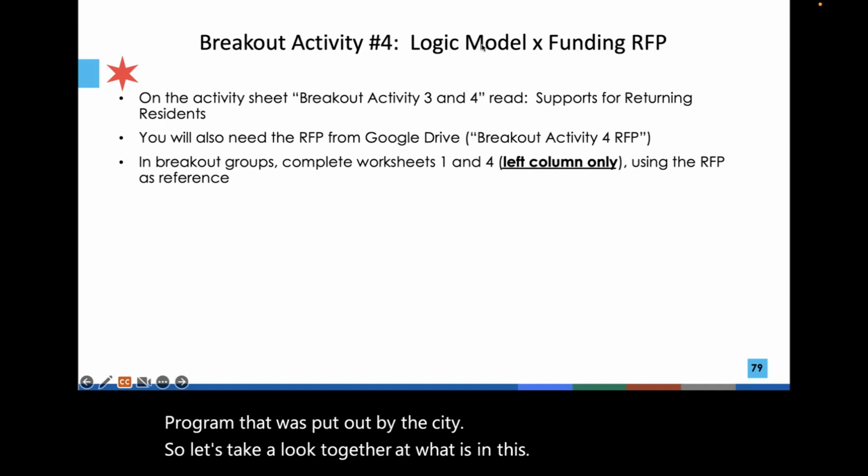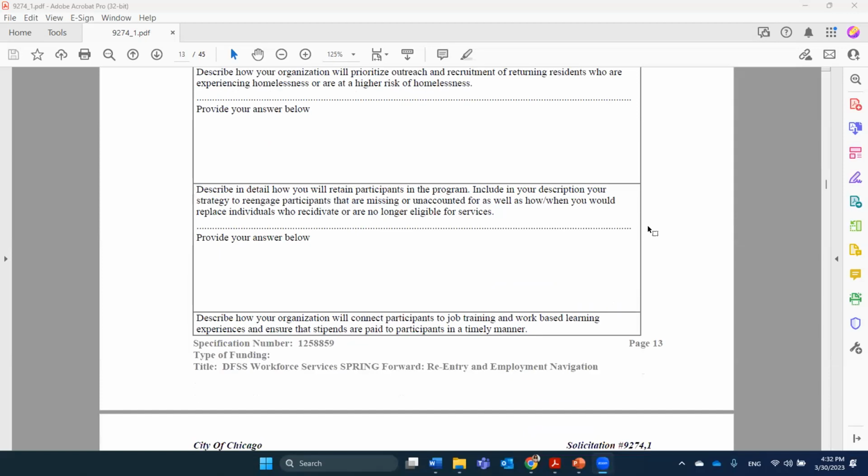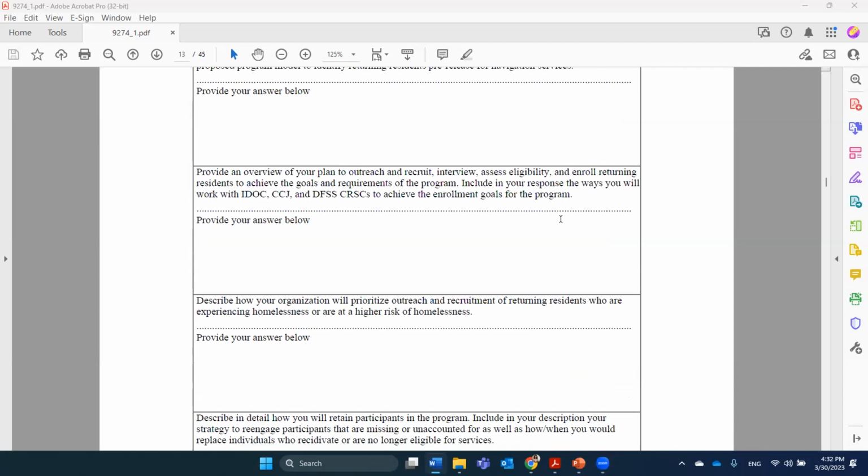Do you want to share, or do you want me to? Yeah, I'll share my screen. Let me make sure I don't mess it up. All right, so I'm going to share the screen with the RFP. Can everyone see that? Yes, we see it. Okay, great. I want to make sure I was doing the right screen here. Okay, so let's take a look at this RFP, and I have my worksheet 1 open here.